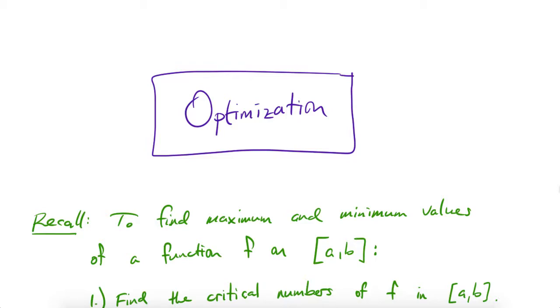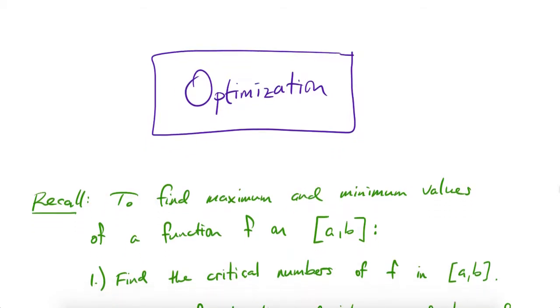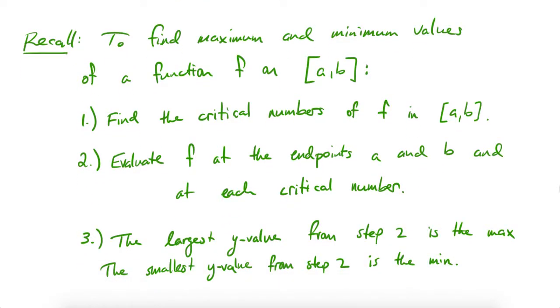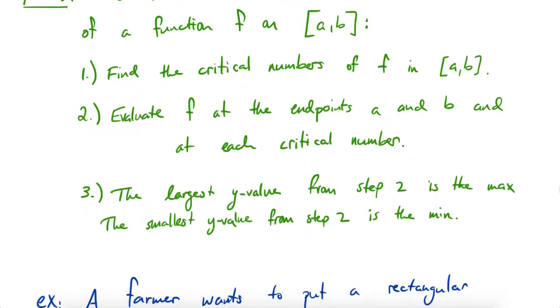So before we talk about optimization, let's just recall something called the extreme value theorem, which says that if you want to find maximum and minimum values for a continuous function on a closed interval, then you find the critical numbers, then you evaluate at the endpoints and at the critical numbers. The largest y value is the max, the smallest y value is the min. And as long as you have a continuous function on a closed interval, you're guaranteed to get an absolute maximum and an absolute minimum.